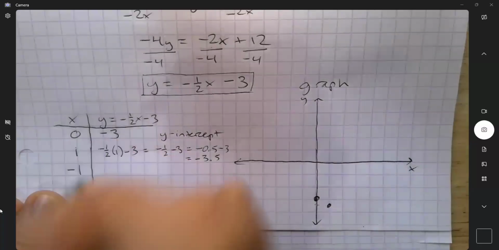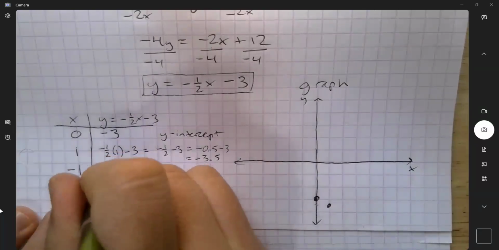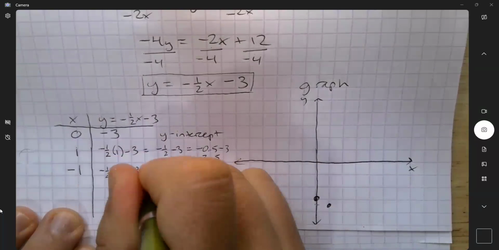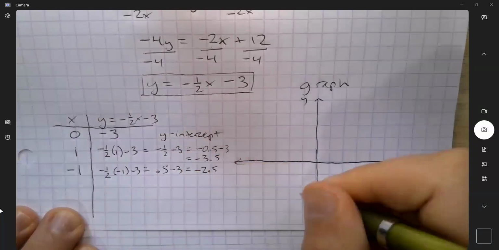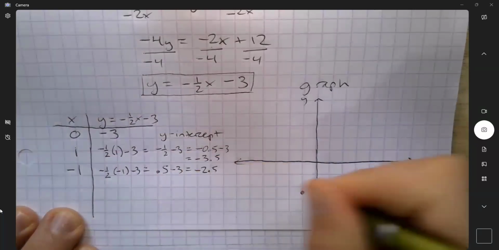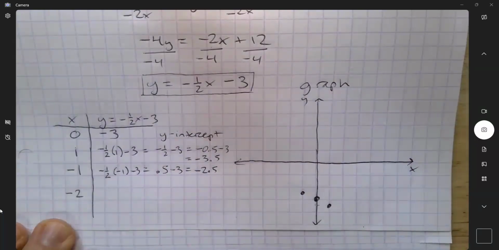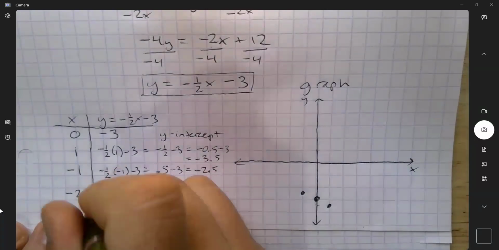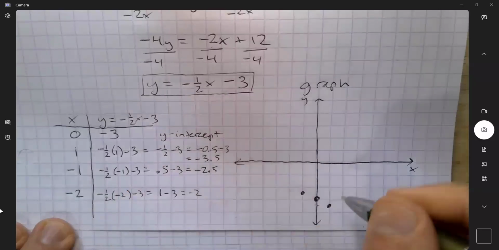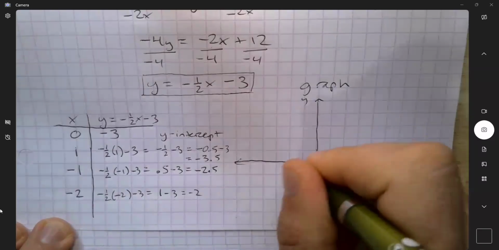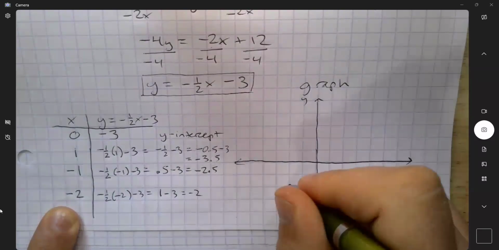So let me just put a different number. Instead of putting 2 in, I'm going to put negative 1 in. Negative 1/2 times negative 1 minus 3. That's positive 0.5 minus 3, which is negative 2.5. Aha, yeah, so I'm starting to move up and to the left. So maybe putting negative x values in is going to be a little more useful as I try to graph this equation. Negative 1/2 times negative 2 minus 3 is 1 minus 3, which is negative 2. Right, there's x is minus 2, and y is also minus 2. So I'm right here.